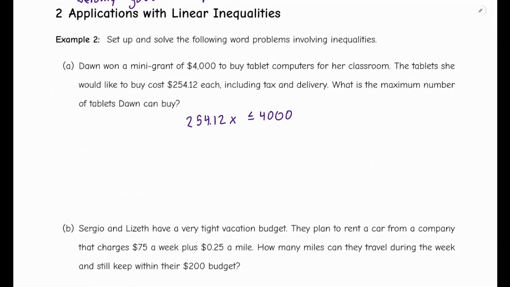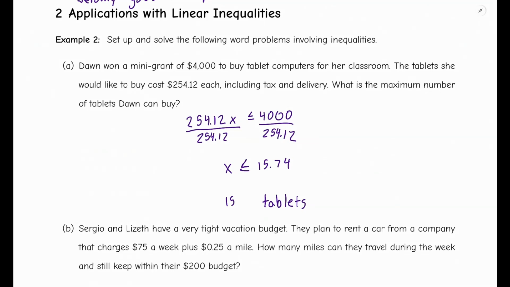So now to solve for x, we divide by the $254.12 on both sides. And we get x is less than or equal to 15.74 and so on. So then to answer the original question, the maximum number of tablets Dawn can buy is 15 tablets.